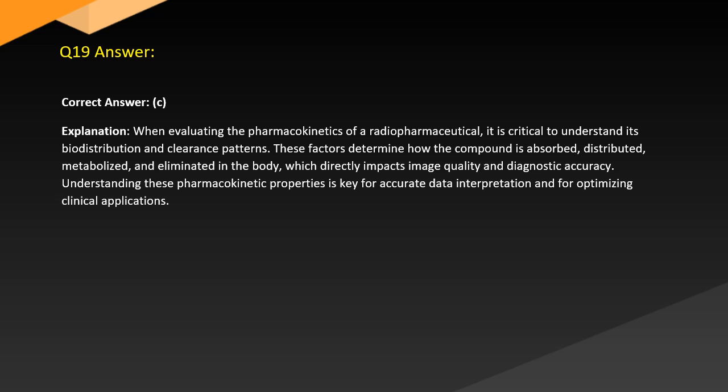Answer. Correct answer: C. Explanation. When evaluating the pharmacokinetics of a radiopharmaceutical, it is critical to understand its biodistribution and clearance patterns. These factors determine how the compound is absorbed, distributed, metabolized, and eliminated in the body, which directly impacts image quality and diagnostic accuracy. Understanding these pharmacokinetic properties is key for accurate data interpretation and for optimizing clinical applications.